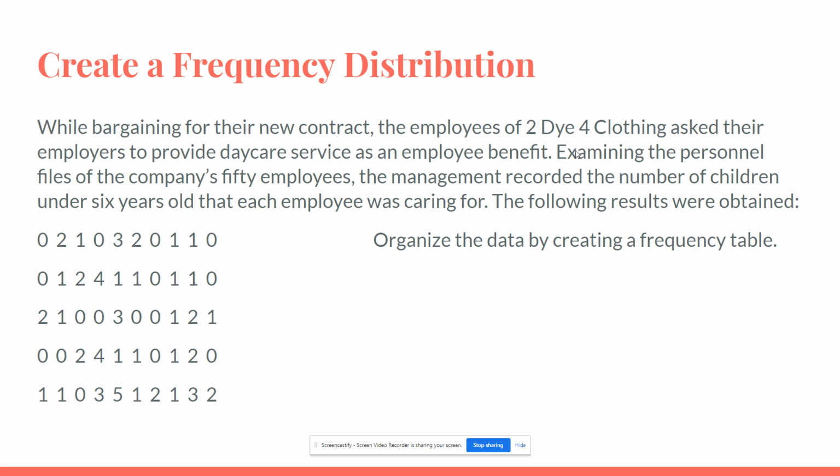So over here, all these numbers in the array are workers and how many children they have under 6. So here's an employee, they have 0 children under 6 years old, so they would need 0 children in the daycare. The next person has 2, next person has 1, 0 again, this person has 3, and so on for 50 employees. So we want to organize this data by creating a frequency table.